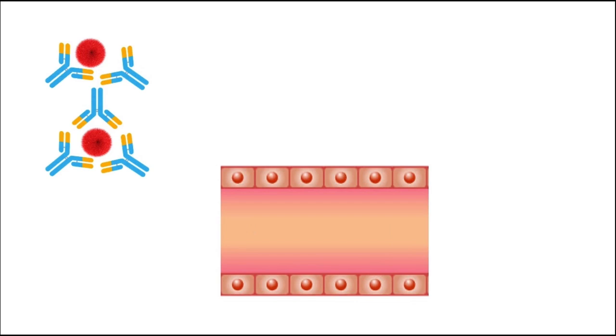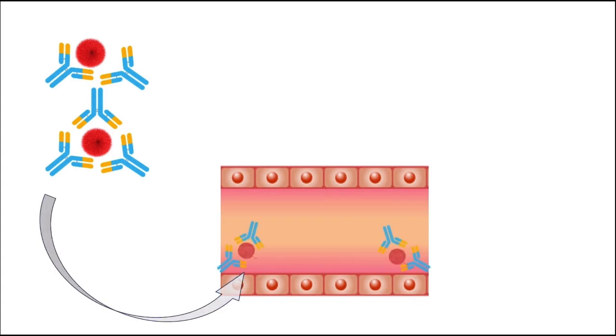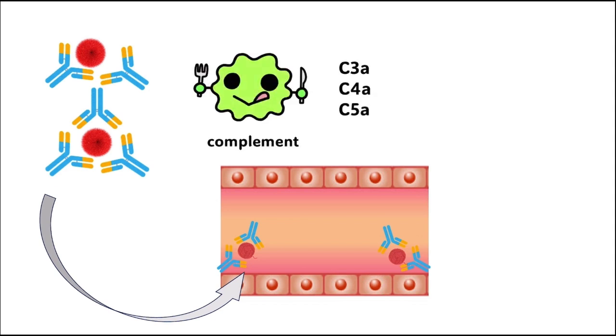As large quantities of immune complexes are formed, they begin to deposit on the basement membranes of blood vessel walls. This activates the complement system. Specifically, components C3a, C4a, and C5a exhibit anaphylatoxin activity, increasing vascular permeability. This increased permeability leads to the development of edema.